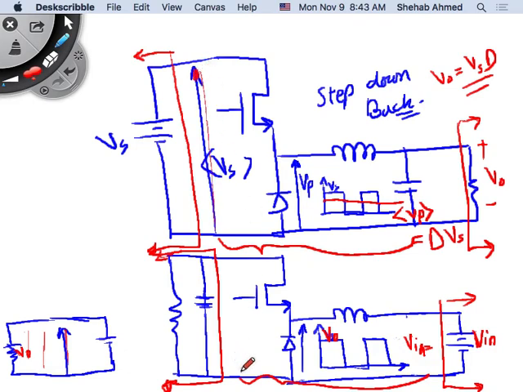Sorry. Do we agree that these two circuits are identical? These parts of the circuits are identical. Then the peak value of the duty cycle here is what? The peak value here is actually this voltage. Let me call this, in this case, V output, right? So here the peak value is V output, and the average value is what?